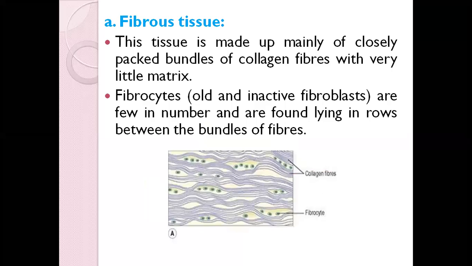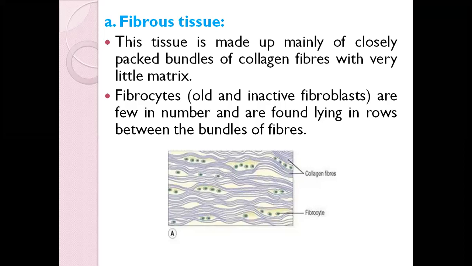So this is the fibrous tissue. This tissue is made up mainly of closely packed bundles, as you can see from the diagram. We have bundles of collagen fibers with very little matrix. And what type of cells can we see? We can see the fibrocytes or the fibroblasts, because fibroblasts are those cells which really help in wound healing. That is the main reason why this tissue is also called the fibrous tissue, because it contains fibroblasts.